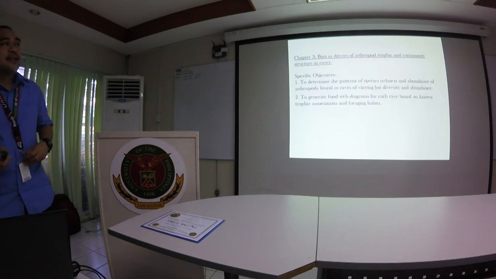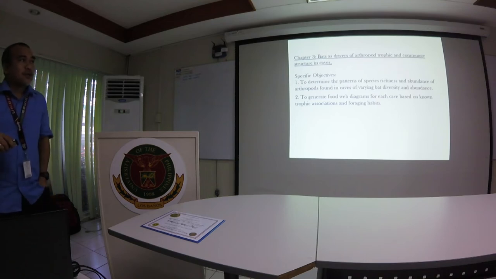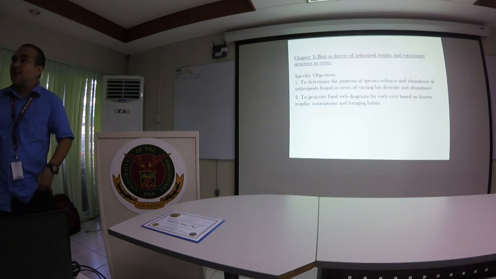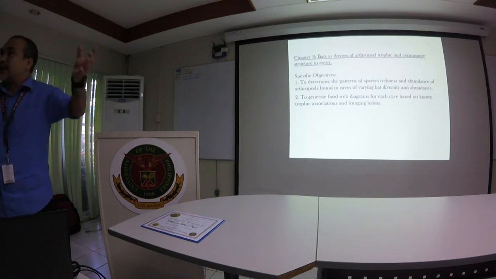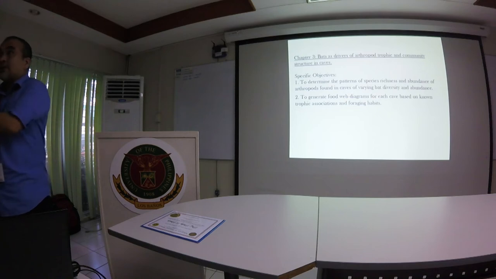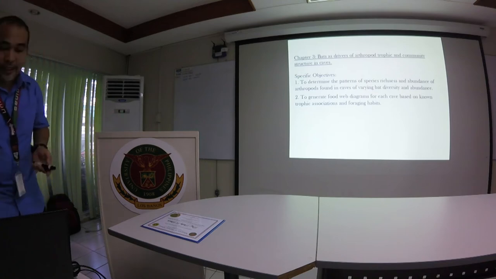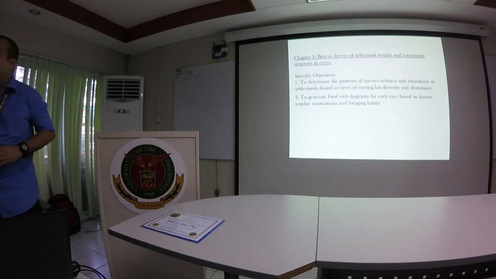And then the third chapter, bats as drivers of arthropod trophic and community structure. I will determine the patterns of species richness and abundance in arthropods found in caves of varying bat diversity and abundance. So let's say you have 40 to 50 caves with different species richness and abundance of bats. I'll try to look at the response of the arthropod community, or arthropod diversity, in each of those caves. My second objective is to generate food web diagrams for each cave based on known trophic associations and foraging habits.